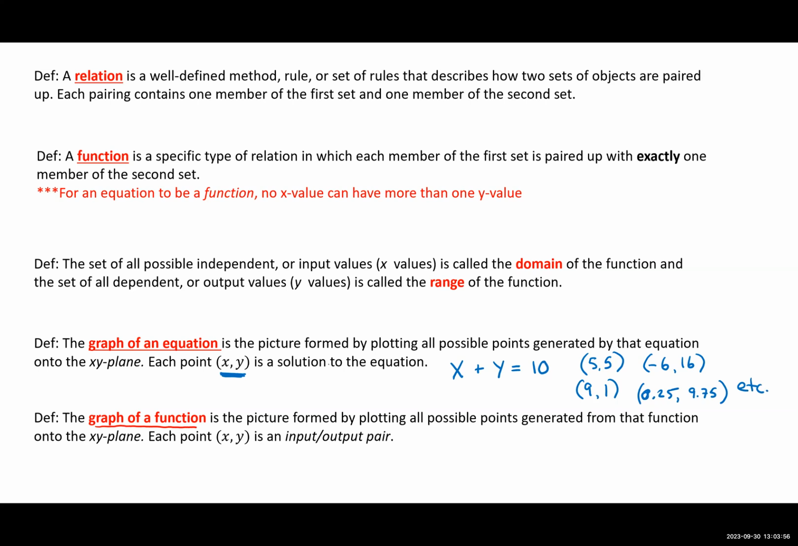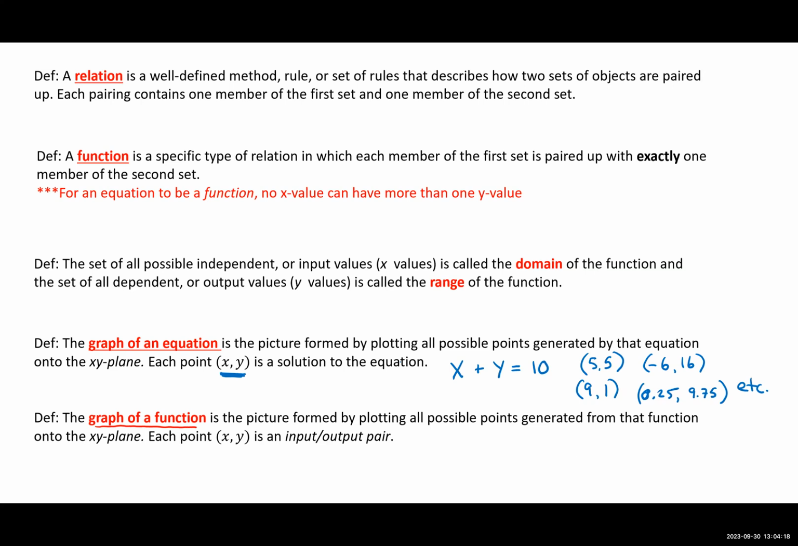So if we start plotting these points one by one on a graph, we're going to start making a picture, right? A visualization of an equation. So the graph of an equation is a picture of all the answers. Once you have infinitely many points, you have the entire graph.